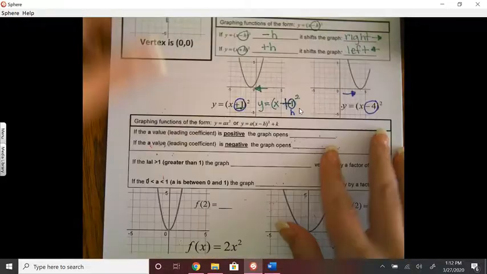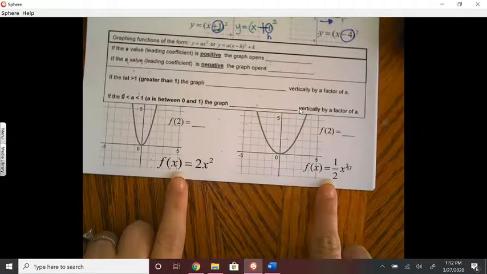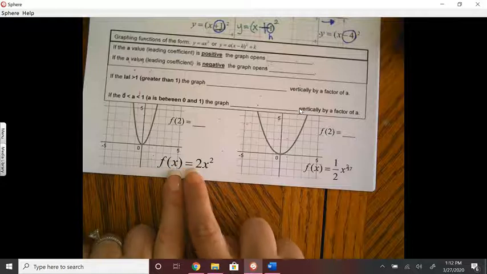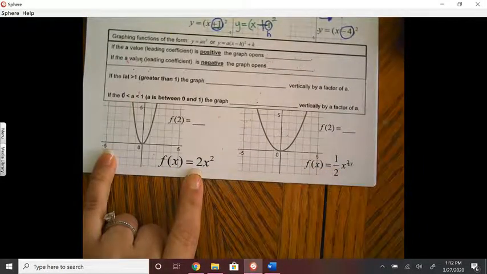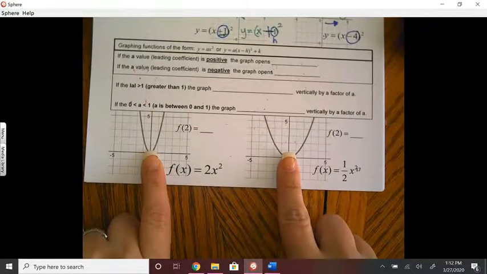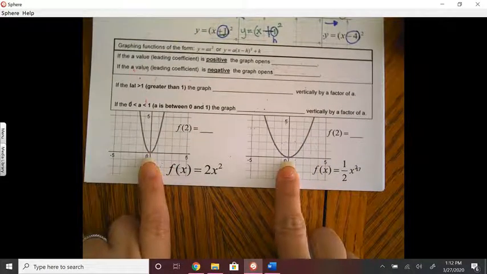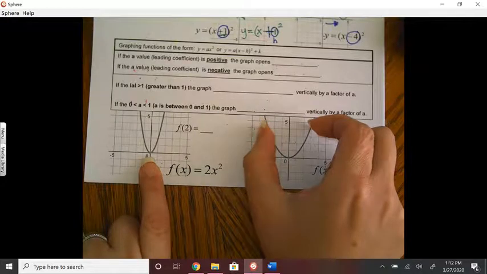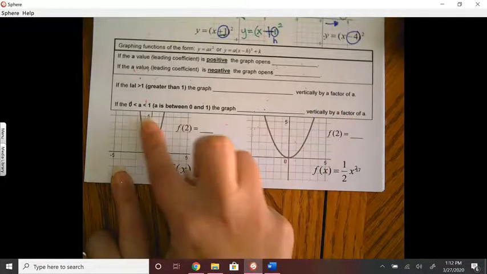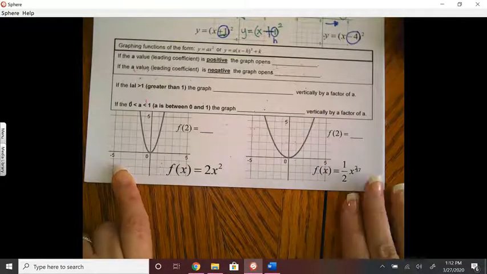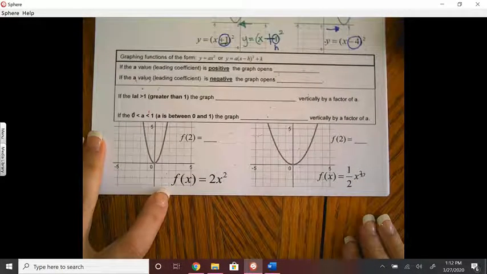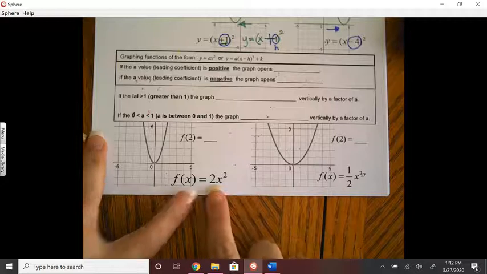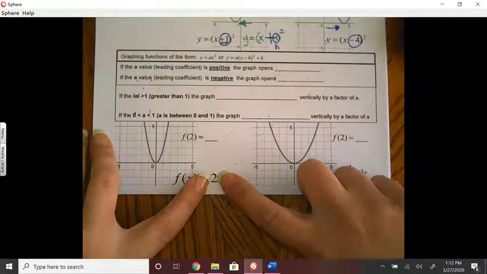So if we take a look at these two examples here, one of them is the graph of y equals 2x squared, and one of them is the graph of y equals 1/2 x squared. So in my own words, what I would say is different about them is one looks wider, like thicker here, and this one looks skinnier. Like in my own non-mathematical terms, that's what it looks like is happening here. Also notice the value here is positive, and the graph is going up.